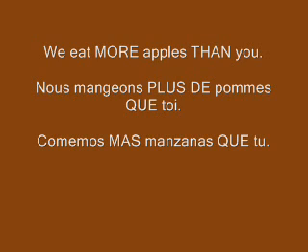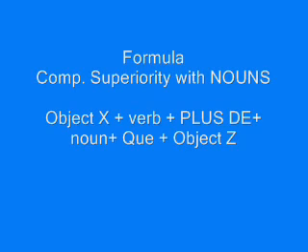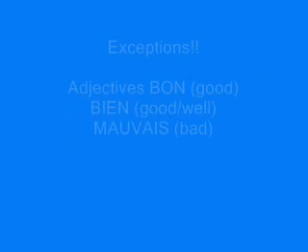Well, the formula here will be object X, which is simply the first item you wish to compare, plus the verb, plus de. Remember, when you use the comparison with a noun, it becomes plus de. Don't forget to use plus de. De should be added. So we have object X plus the verb plus de plus the noun plus que plus object X. All right.